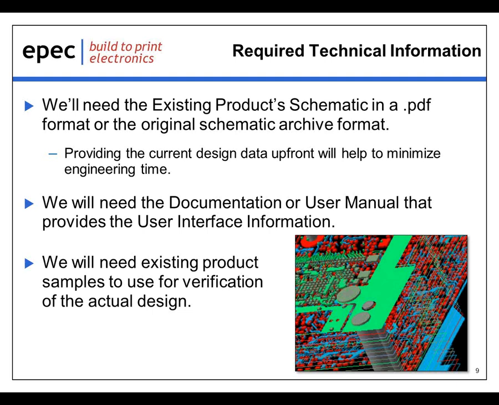Ultimately, we're going to need an existing product sample to be able to measure the actual new design versus the original design. We don't really need that in order to quote, but we do need to know that it's available and will be available so that at the end of the process, during the verification stage, we know what we can do for the verification. So it is part of the quoting process. It's not required that we have it up front, but it is important to know whether it's available or not.